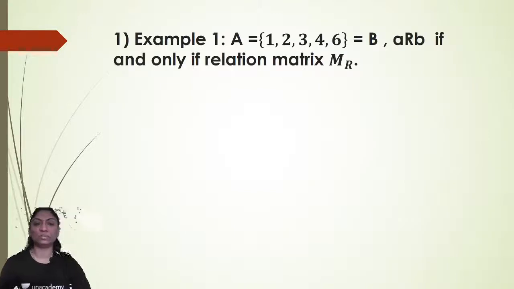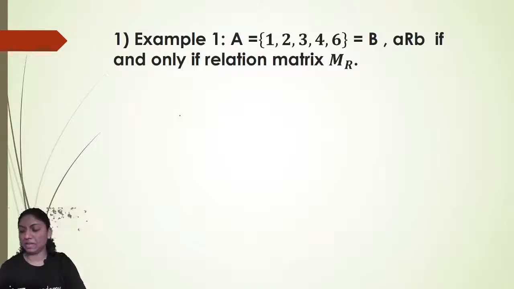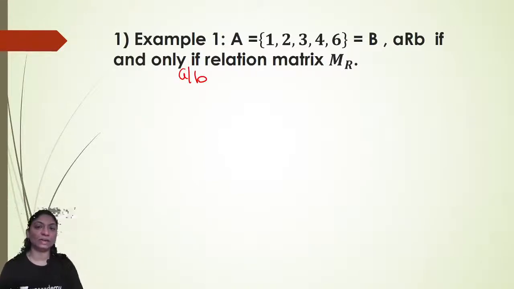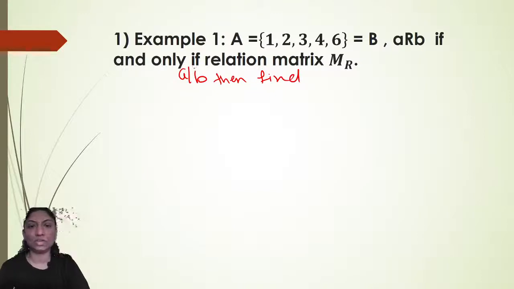Matrix relation MR, how do we find it? Take some examples. Suppose this is your relation. Example 1: A is equal to 1 2 3 4 6, which is equal to B. Both the sets A and B are the same. A is related to B if and only if A divides B. Then find the matrix relation MR.